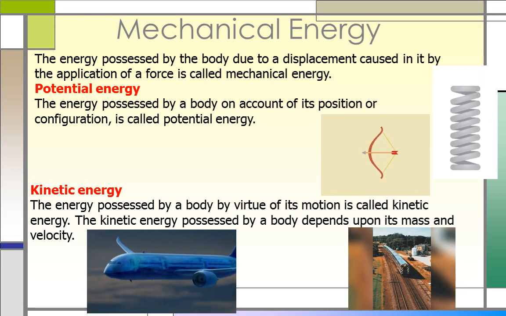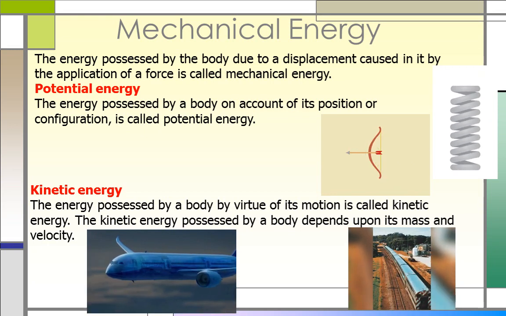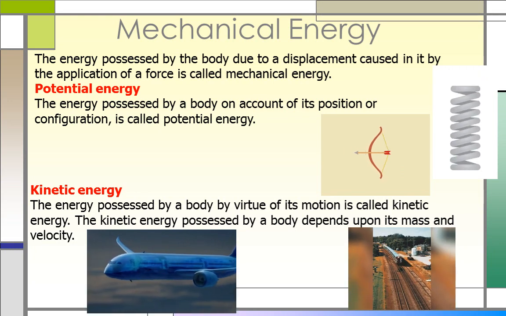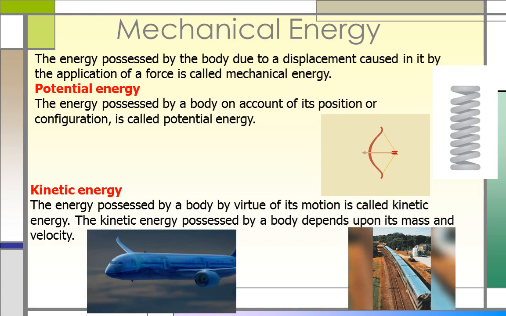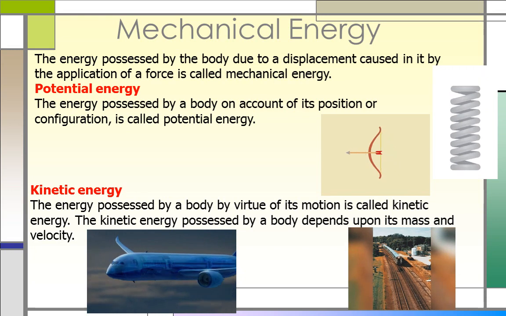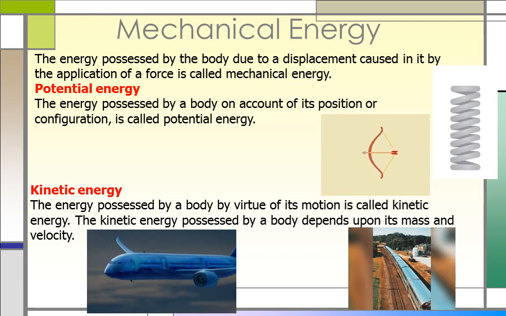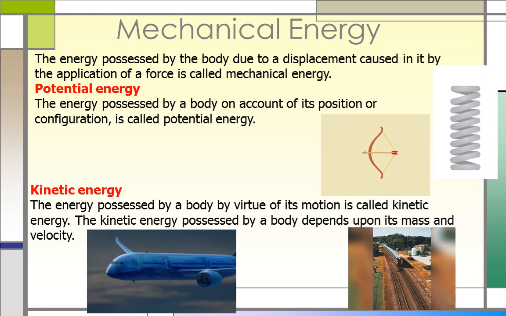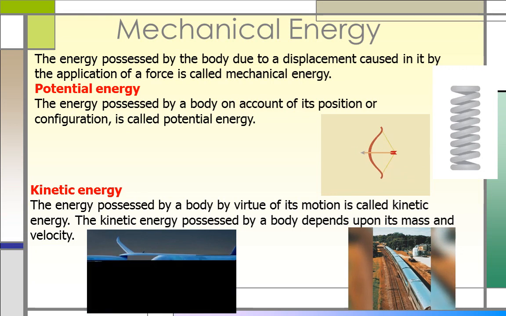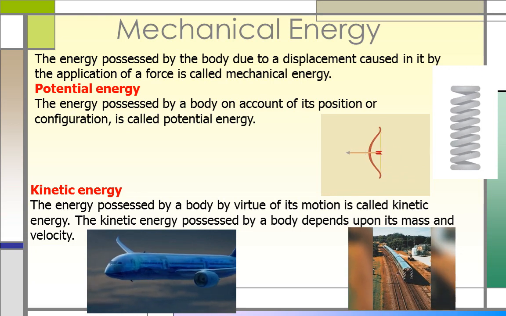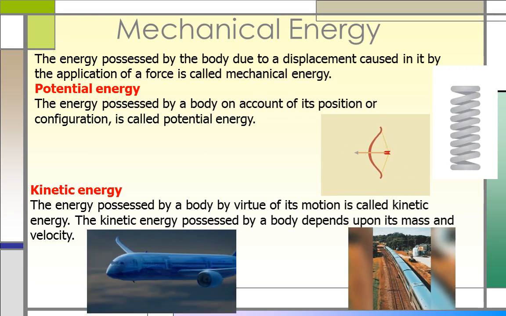Clear? And the kinetic energy possessed by a body depends upon its mass and velocity. Okay, velocity, that means already we have seen what is velocity. Velocity is the speed of the body but in a particular direction. Clear? So the kinetic energy possessed by a body depends upon its mass and velocity, or we can say it is the energy possessed by the body by virtue of its motion. That means all the moving bodies possess kinetic energy.